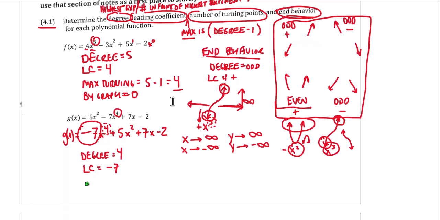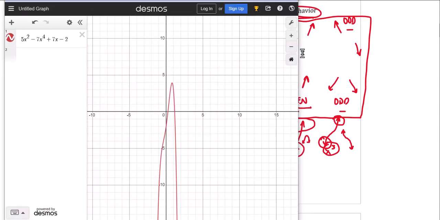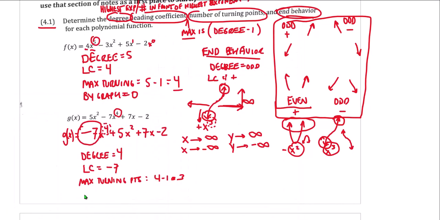In terms of max turning points, that's the degree minus 1, which is 3. So at most, this graph will have 3 turning points. Again, I did go ahead and graph this, and we can see from the graph that we just have 1 turning point up here. The graph is going up, up, and we have 1 turning point up here, and the graph is coming down, down, down. So it looks like the actual number of turning points from the graph is 1.